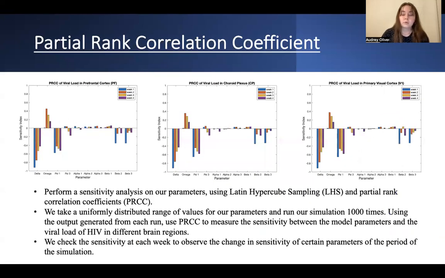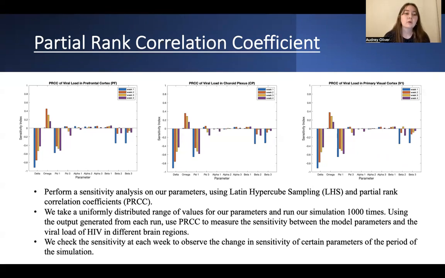However, we don't know our parameters, so we perform a sensitivity analysis in order to look further into what parameters are influencing the output of our data. And we use a Latin hypercube sampling and partial rank correlation coefficients in order to do so. So we take a uniformly distributed range of values for our parameters based on past work and run our simulation about 1,000 times. And using the output generated from each run, we will use the partial rank correlation coefficients to measure the sensitivity between the model parameters and the viral load of HIV in different brain regions.